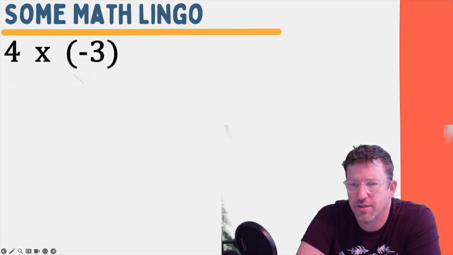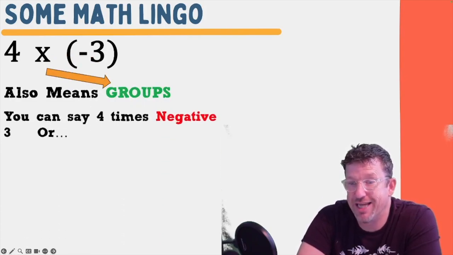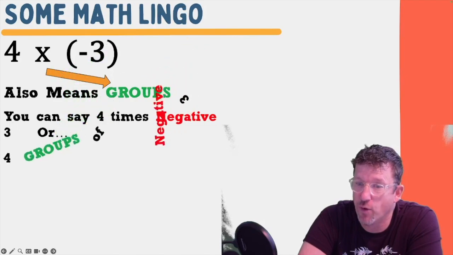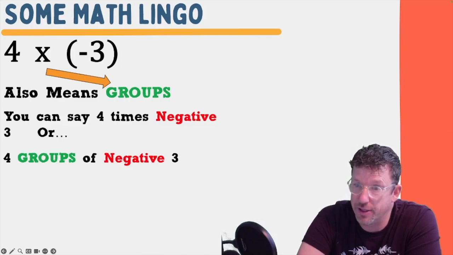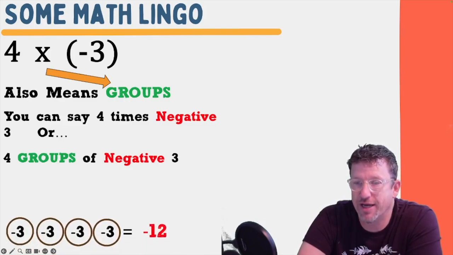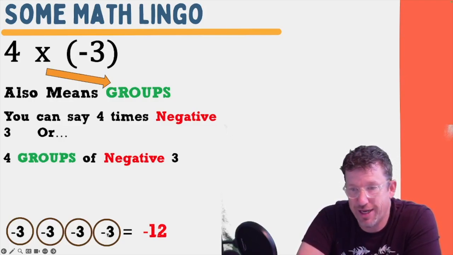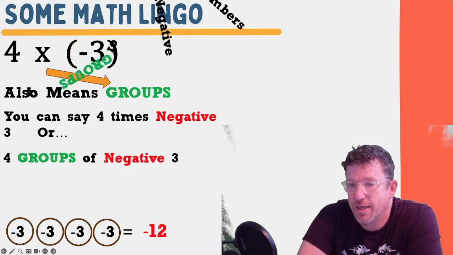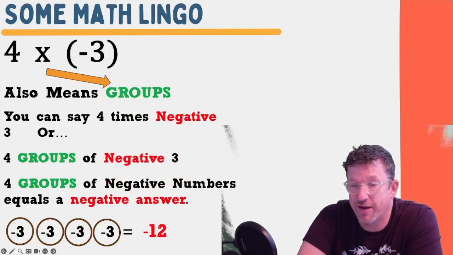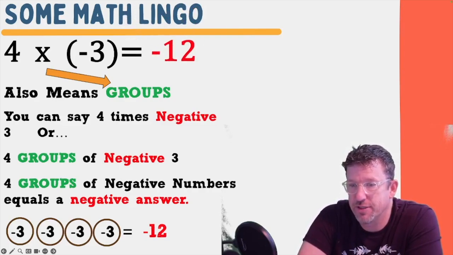Now, what about this? If we have that sign there, it could also mean groups. So you could say 4 times negative 3, which is what it says, or you can say 4 groups of negative 3. Hint, hint, hint. Do it that way. You're going to thank me later. So if I have 4 groups of negative 3, a negative 3, and another negative 3, and another negative 3, and another negative 3, that means I'm going to have a negative answer because they were all negative. Negative 3, negative 6, negative 9, negative 12. Very good, right? And so what that means is we have 4 groups of negative numbers equals a negative number. Oh, I see what you're doing here. So that means 4 groups of negative 3 gives us negative 12.